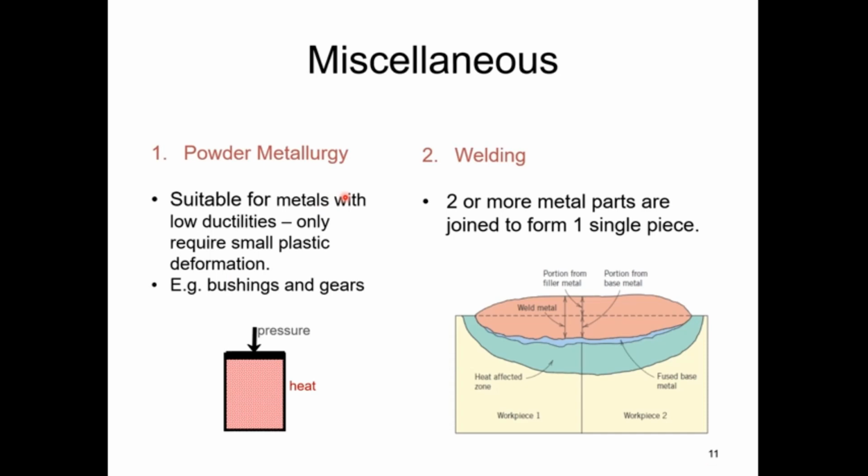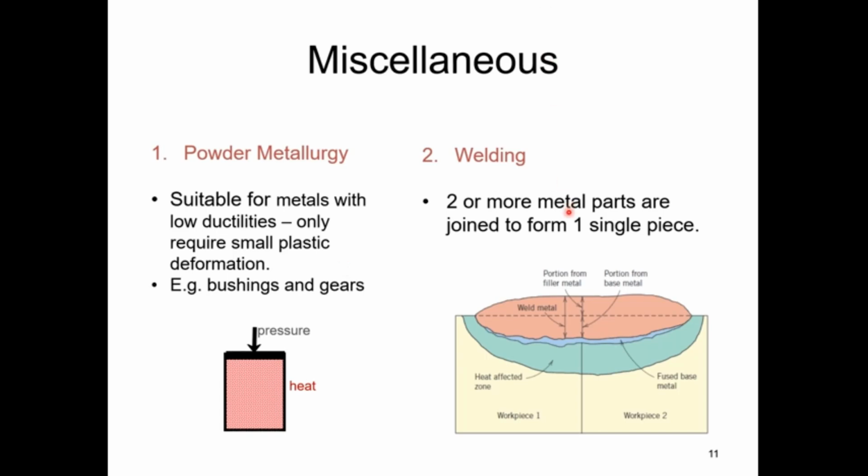Powder metallurgy involves the compaction of powdered metal, followed by a heat treatment to produce a more dense material. This method is especially suitable for metals having low ductilities, since only small plastic deformation of the powder particles needs to occur.